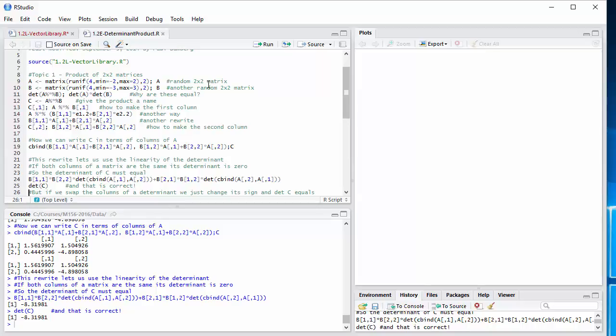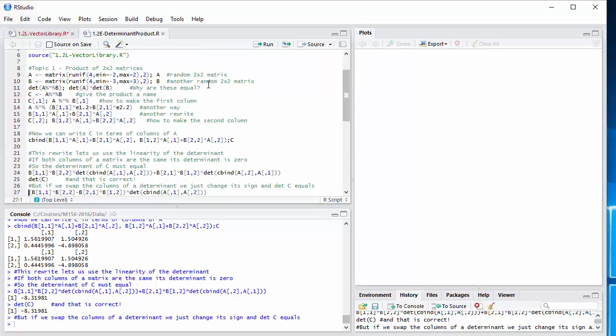If you look carefully at line 24, you'll see the first term has A first column, comma, A second column, while the second term has a second column followed by a first column. They're in the opposite order. That's okay. I can swap the two columns provided I change the sign of the term, and now I have a common factor of the determinant of the matrix I get by binding together the first and second columns of A. That's just the matrix A itself.